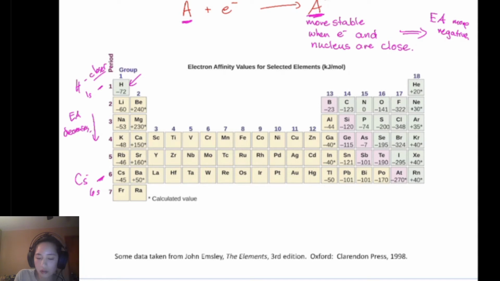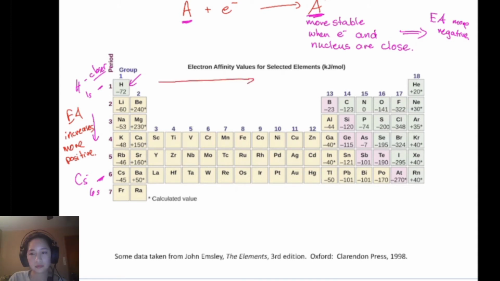So in general, overall, electron affinity increases or becomes more positive as you go down a group. So remember I said that electron affinity closely resembles atomic radius. Remember when we said that radius will increase going down a group, so electron affinity also increases as you go down a group. Or electron affinity increases or becomes more positive as you go down a group.